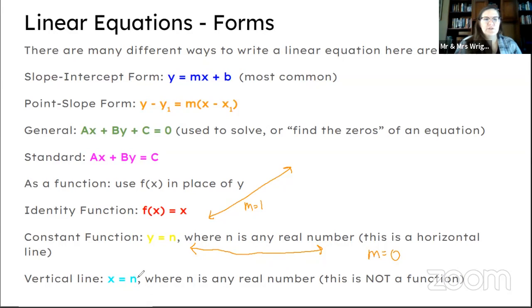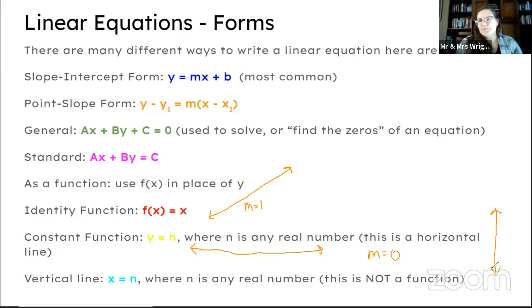And then you have the vertical line, x equals n, where n is any real number. And this is a vertical line. There is no way for this one to be a function, because if you did the vertical line test where you took your vertical line, your pencil, and you took it across the graph, would it touch more than one point on that line at any time? Well, yes, it touches no points until it gets that line, and then it touches all of them at the same time. So it doesn't qualify as a function, but it is a linear equation.